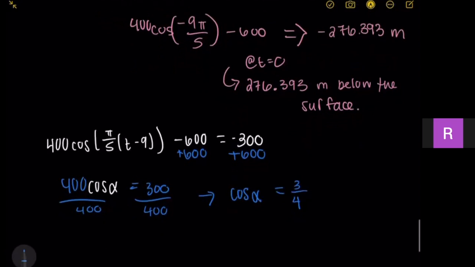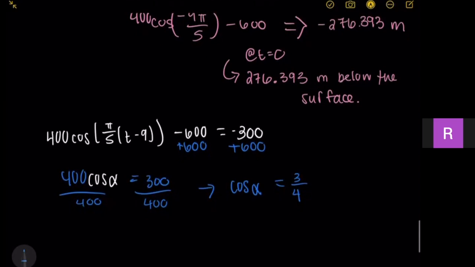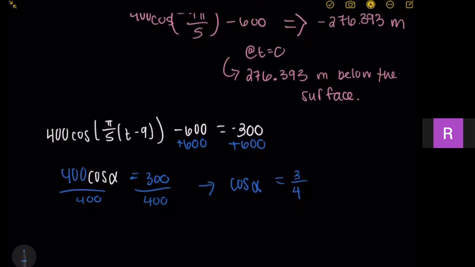So we can look at the unit circle to figure out when cosine of alpha is equal to 3/4, so we can find out when cosine of this is equal to 3/4.